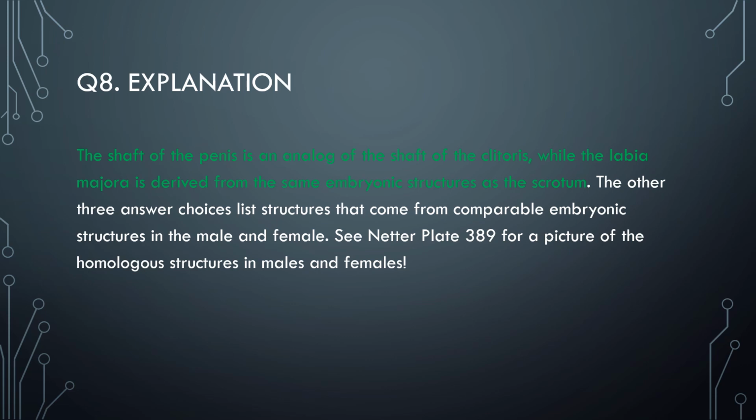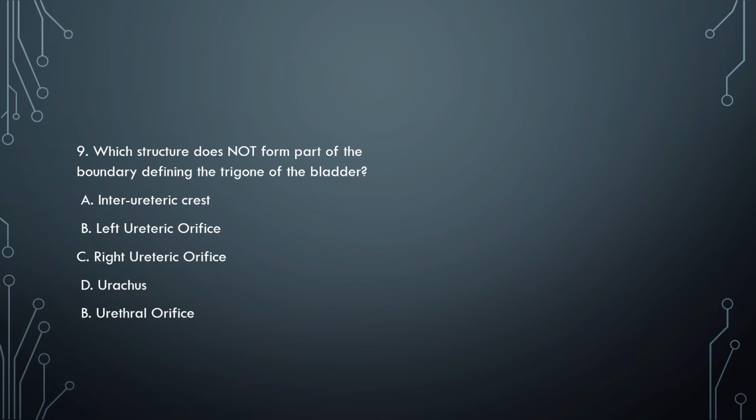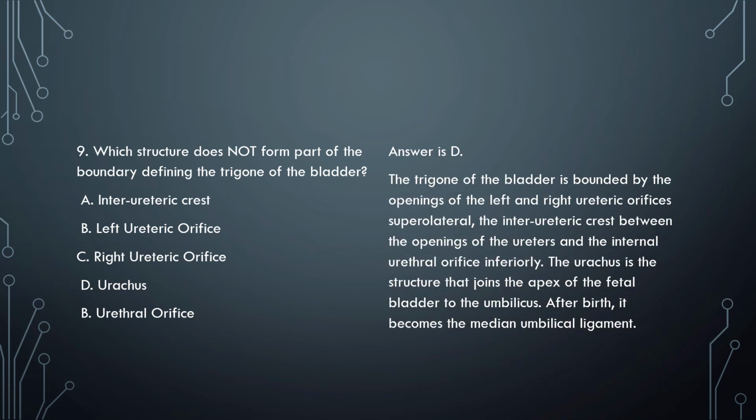Question number 9. Which structure does not form part of the boundary defining the trigone of the bladder? Is it the interureteric crest, left ureteric orifice, right ureteric orifice, urachus, or internal urethral orifice? What is the correct answer? The correct answer is D.